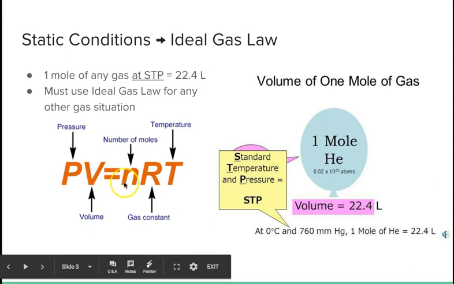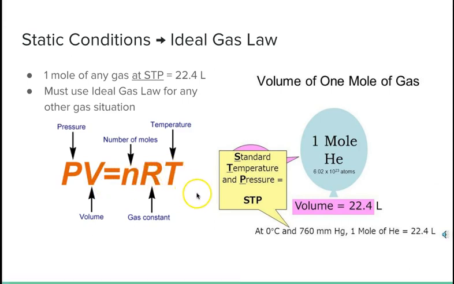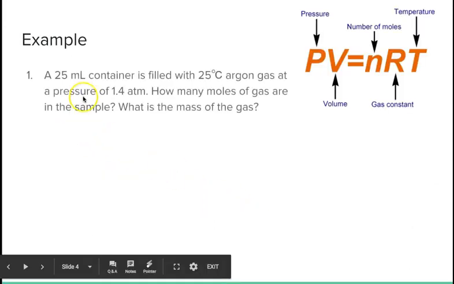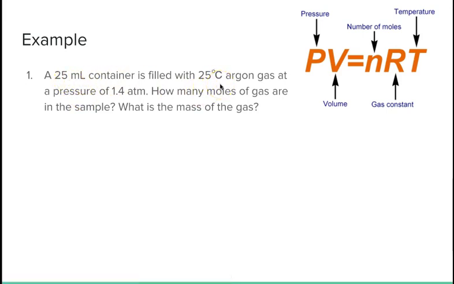PV, pressure times volume, equals moles times the gas constant times temperature. All right, let's look at an example. Let's say you have a 25 milliliter container filled with 25 degrees Celsius argon gas at a pressure of 1.4 atmospheres. Calculate the number of moles that are present in that sample. At this point, it's pretty simple math. You just kind of plug into the formula and go. Our unknown is our moles. The R is not given in the problem, but it's always a constant.